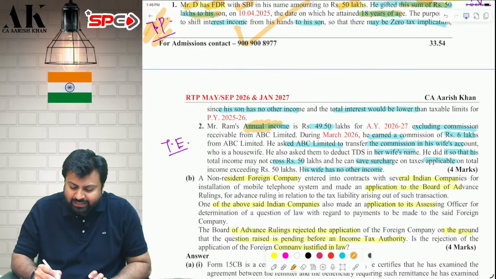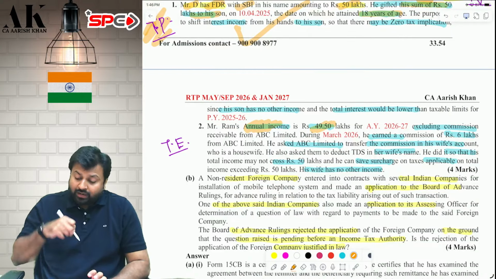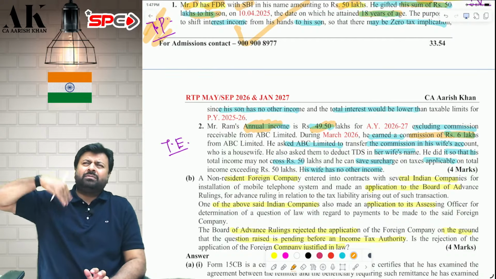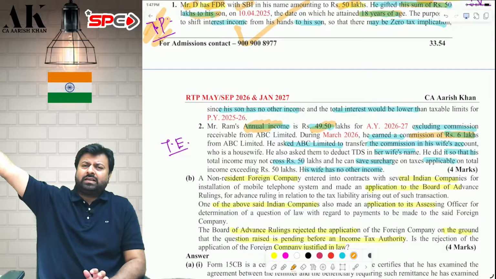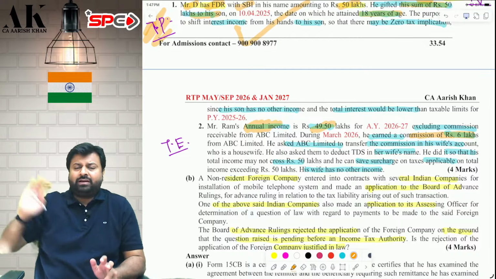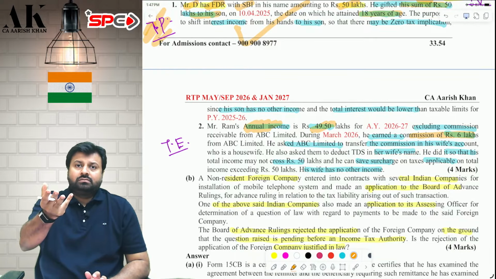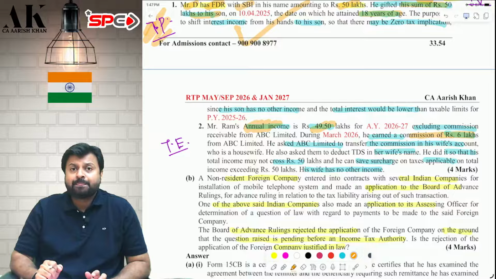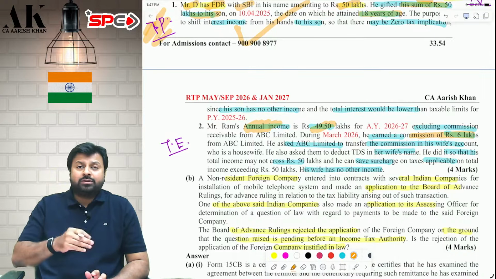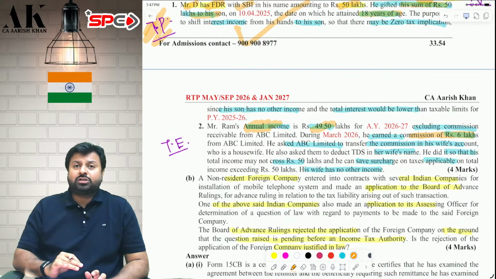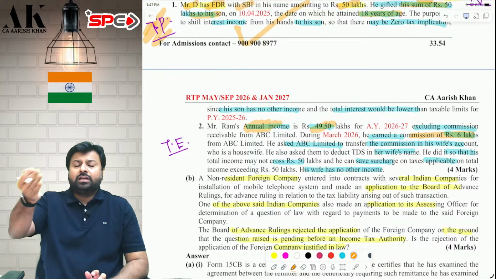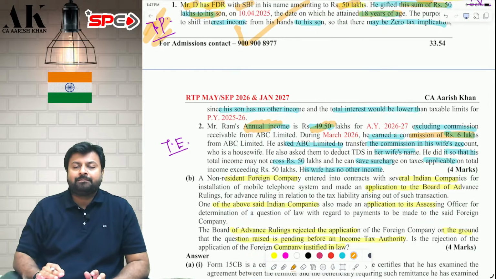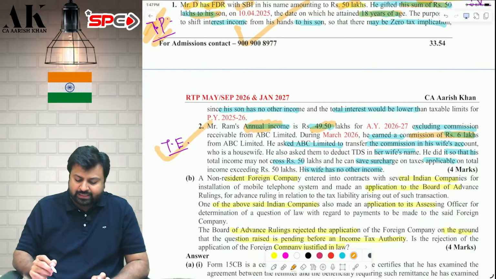Second one is very simple. Mr. Ram's annual income is 49.6 lakhs. Now he's about to receive some commission of 6 lakh rupees. So he's telling the company that don't give me commission, give it to my wife. My wife does not have any great income. So give that commission to my wife. This is clear tax evasion. Your commission, how can you shift it to your wife's name? You know that your income is already 49.5 lakhs. If you receive the commission of 5 lakhs or 6 lakhs again, then you will be liable for surcharge on total tax. So you are shifting your commission to your wife's name. That is absolutely tax evasion. This is a clear case of tax evasion.